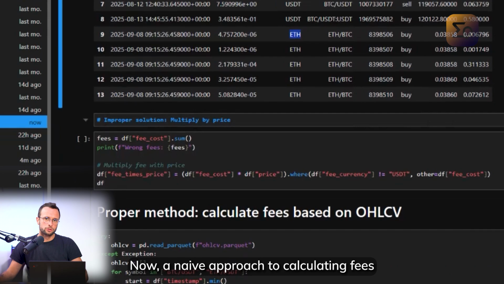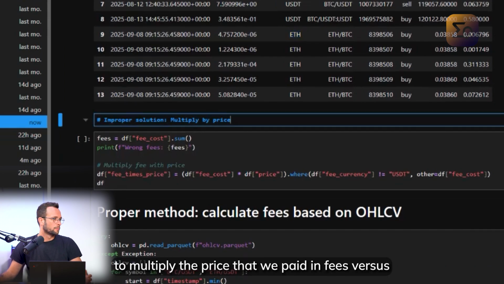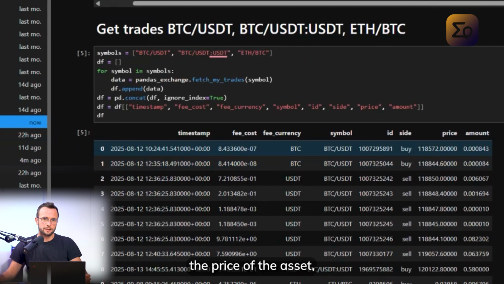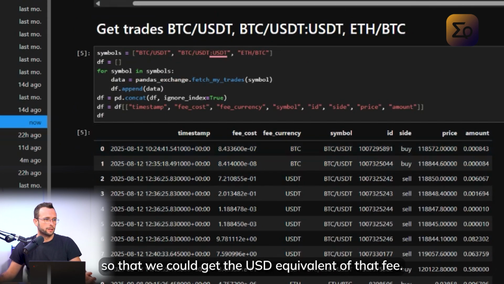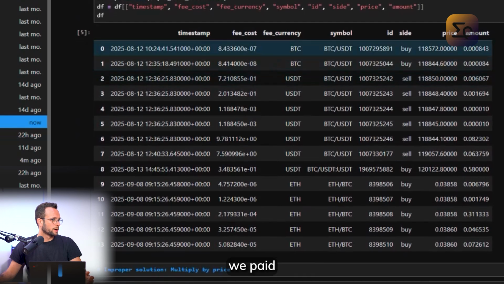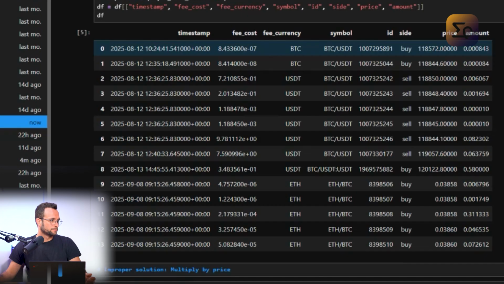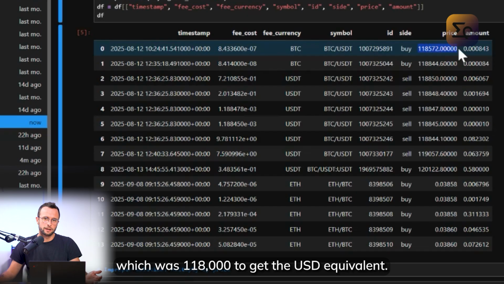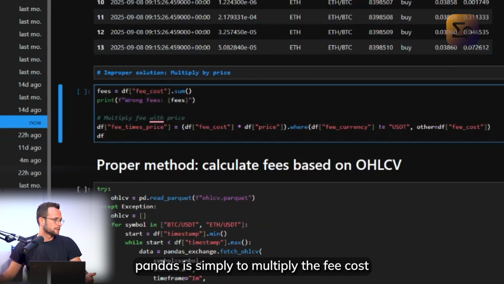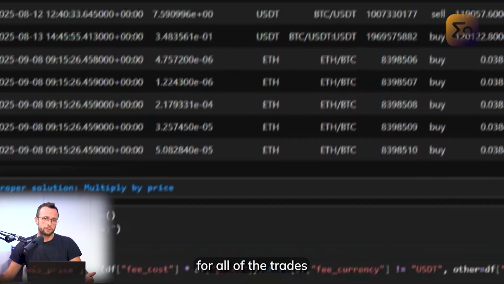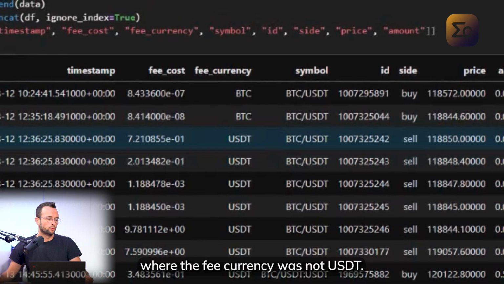Now, a naive approach to calculating fees would be simply to multiply the fee that we paid by the price of the asset so that we could get the USD equivalent of that fee. So for instance, here we paid 8.4 to the power of minus 7 BTC on this trade. And we could think, okay, all we need to do is multiply it by the price of that trade, which was 118,000, to get the USD equivalent. And the way we would do this in Pandas is simply to multiply the fee cost by the price for all of the trades where the fee currency was not USDT.